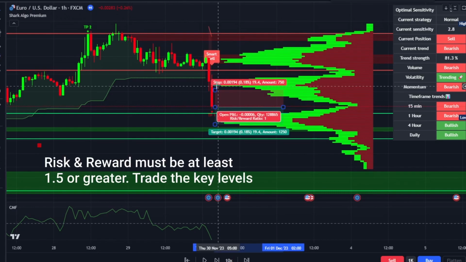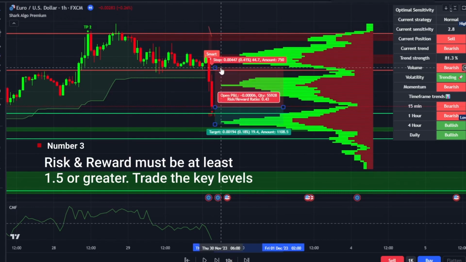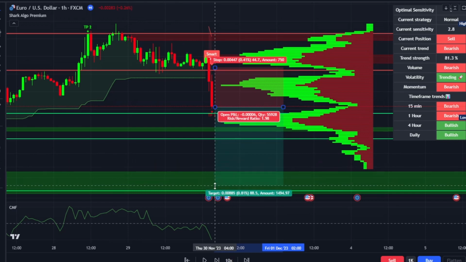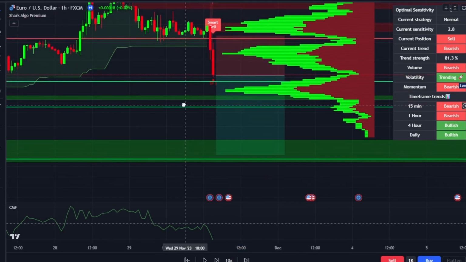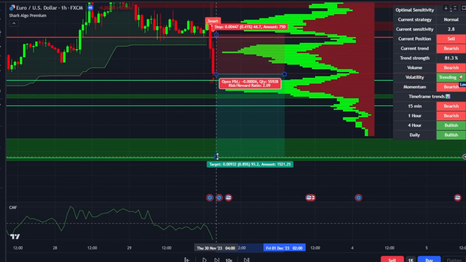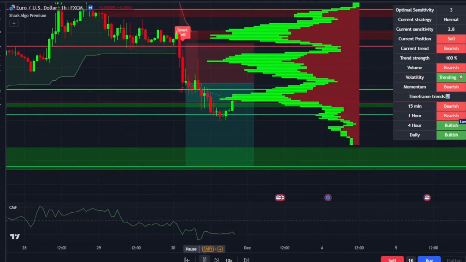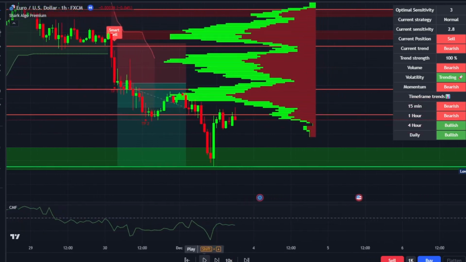Number 3. We need to determine our stop loss and profit targets based on the Shark Algo key levels that are identified. It's important to remember that we only want to take trades if the risk to reward is more than 1.5, and we can easily know this with the Shark Algo automatic support and resistance levels.